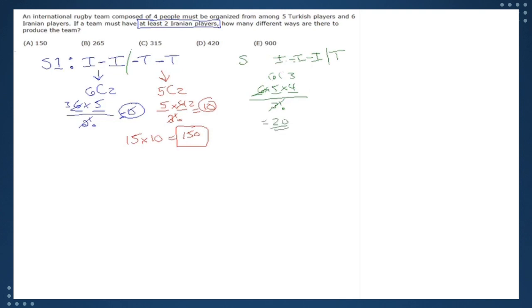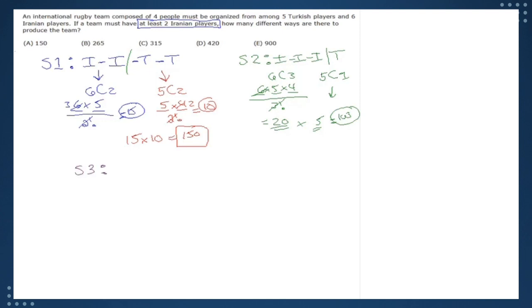1 Turkish player, as I taught everyone, is very simple. 5 choose 1 is 5. 20 times 5 is 100. So we're getting there. 250 is the sum of 150 and 100. And remember, the reason why we're adding those scenarios is because they're not happening at once. They are separate, different, distinct events. And I know this is something you probably learned a little bit more in probability, but it's something that you're going to have to kind of reapply with combinations.